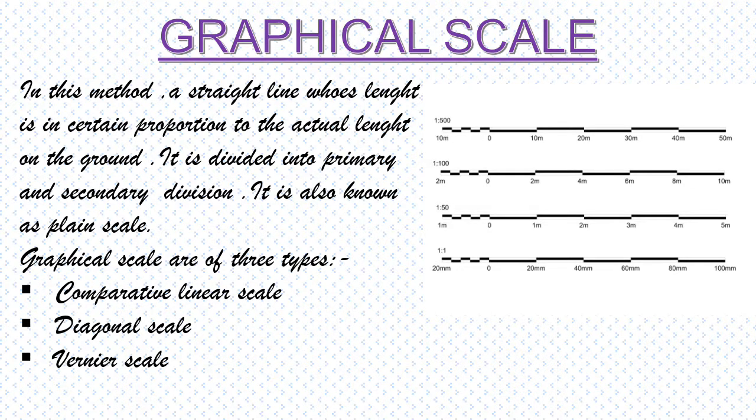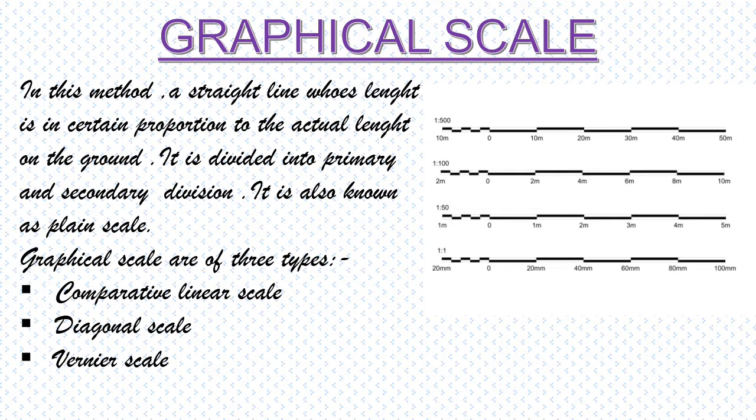Graphical scale. Graphical scale is also known as plane scale or linear scale. This is merely a straight line whose length is in certain proportion to the actual length on the ground. It is divided into primary and secondary divisions so that distance can easily be read from it. Distance can easily be measured with the help of linear scale.